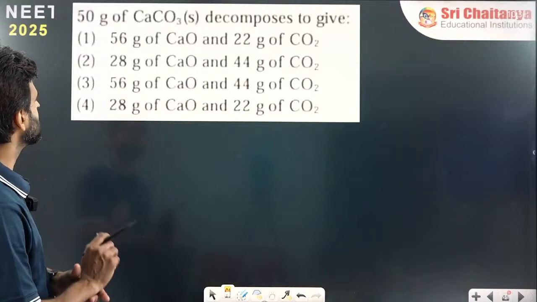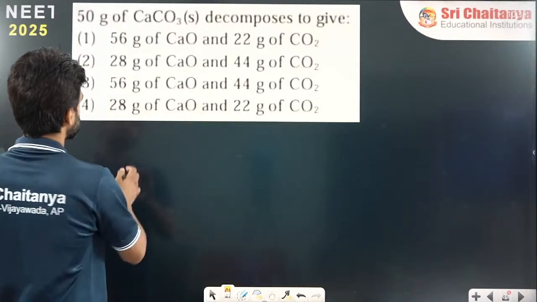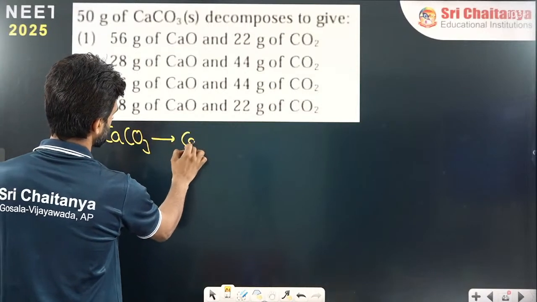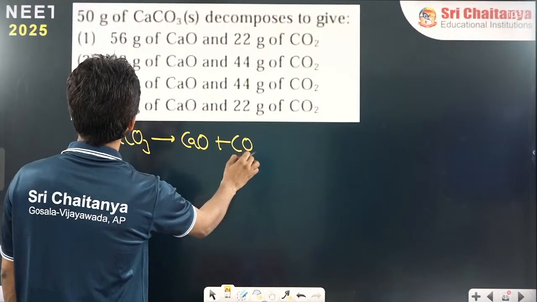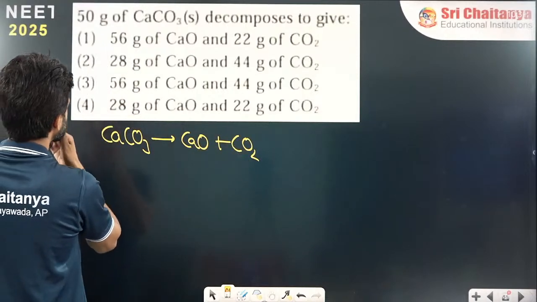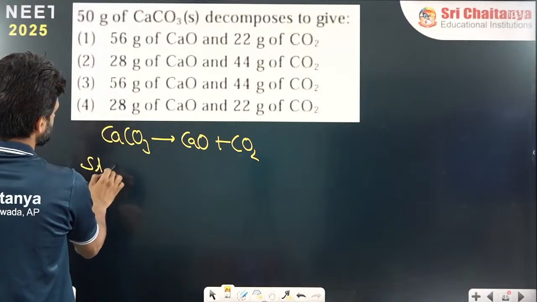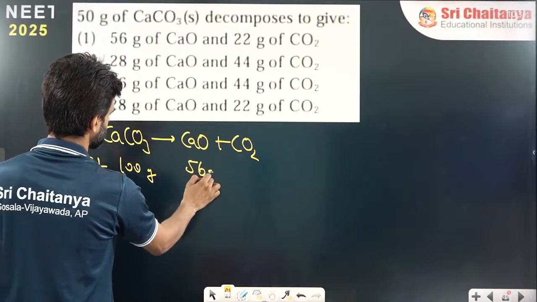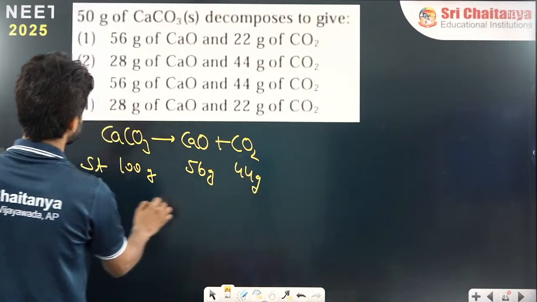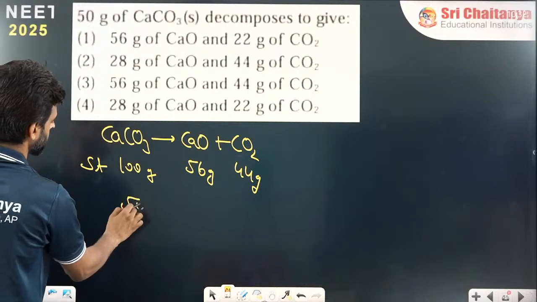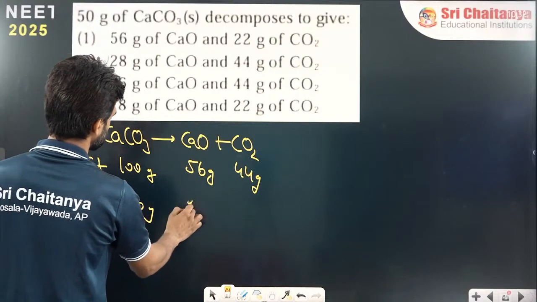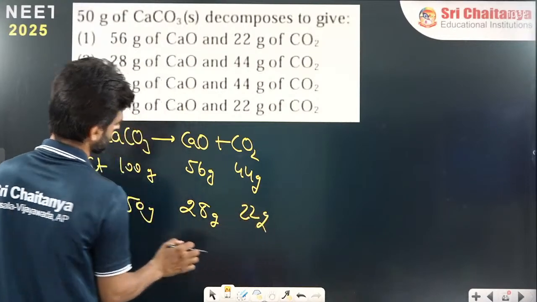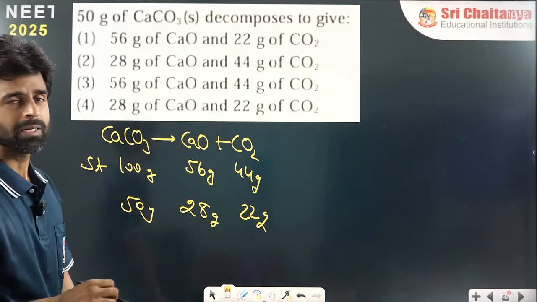50 gram of CaCO3 decomposed to give what? A small stoichiometric question. CaCO3 decomposed to give CO and CO2. Stoichiometry is very clear. If I go weight wise, we know that 100 gram will give us how much? 56 gram and 44 gram. Now they are taking 50 gram. 100 gives 50, so 50 gives how much? 28 and 22 gram. That's it, easy.